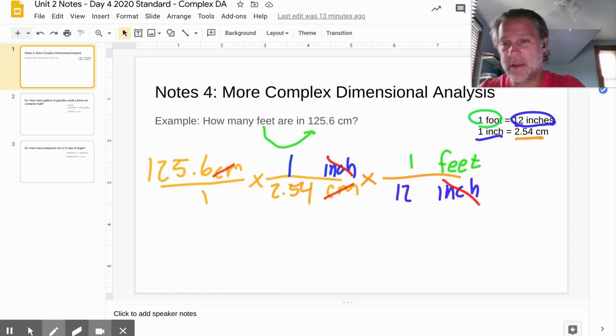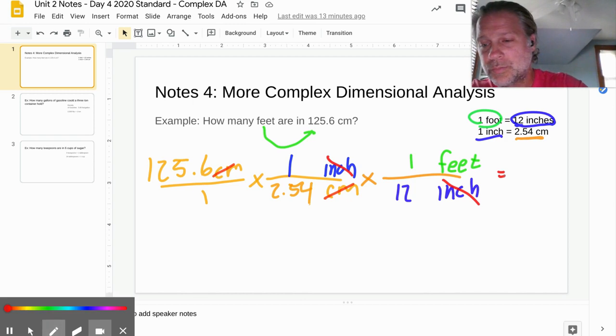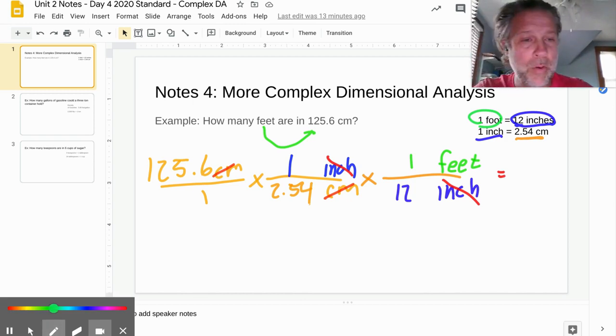I'm going to plug this into my calculator, which is 125.6, and I'm going to divide by 2.54. And then I'm going to divide that again by 12. And I'm going to get a value of, going to one decimal place, 4.1 feet.